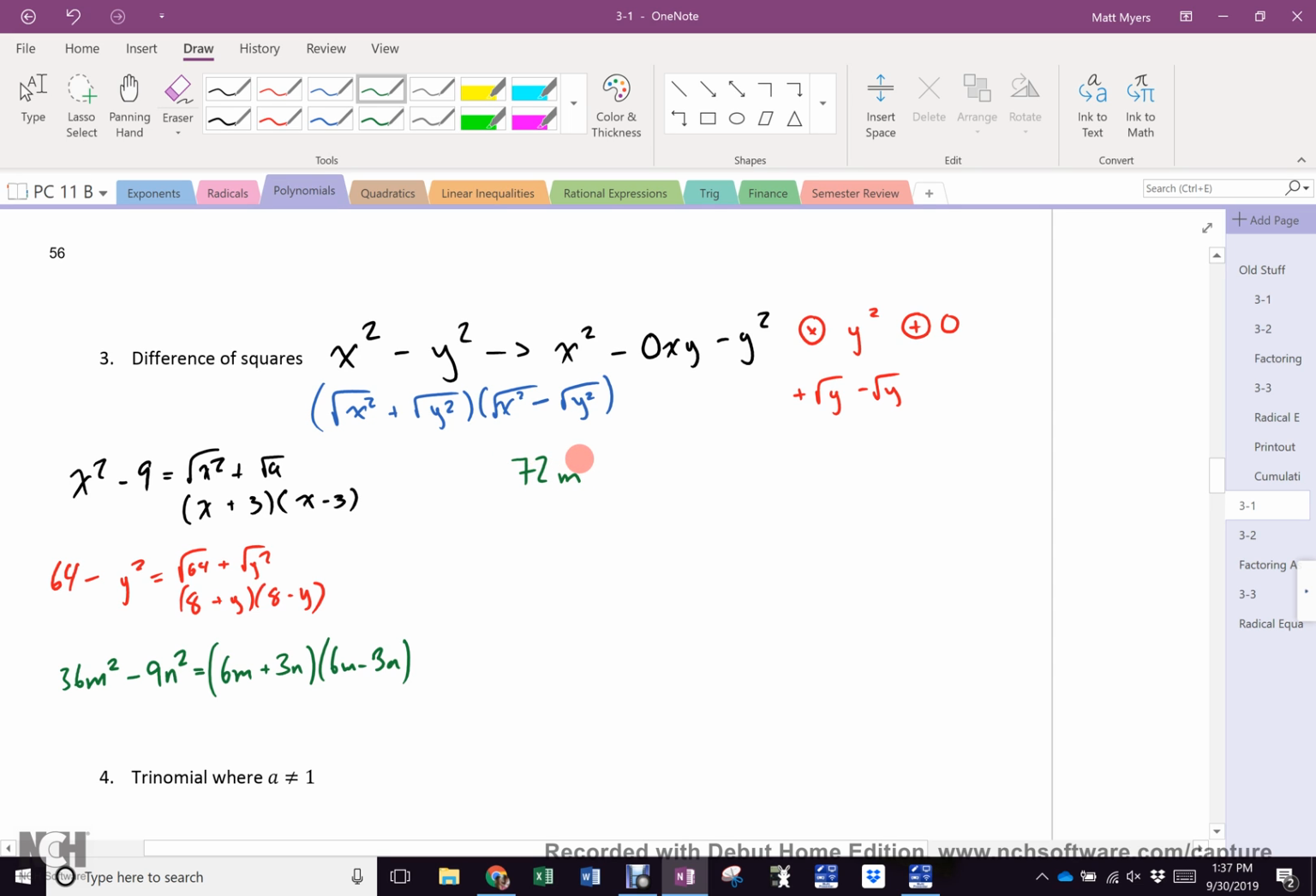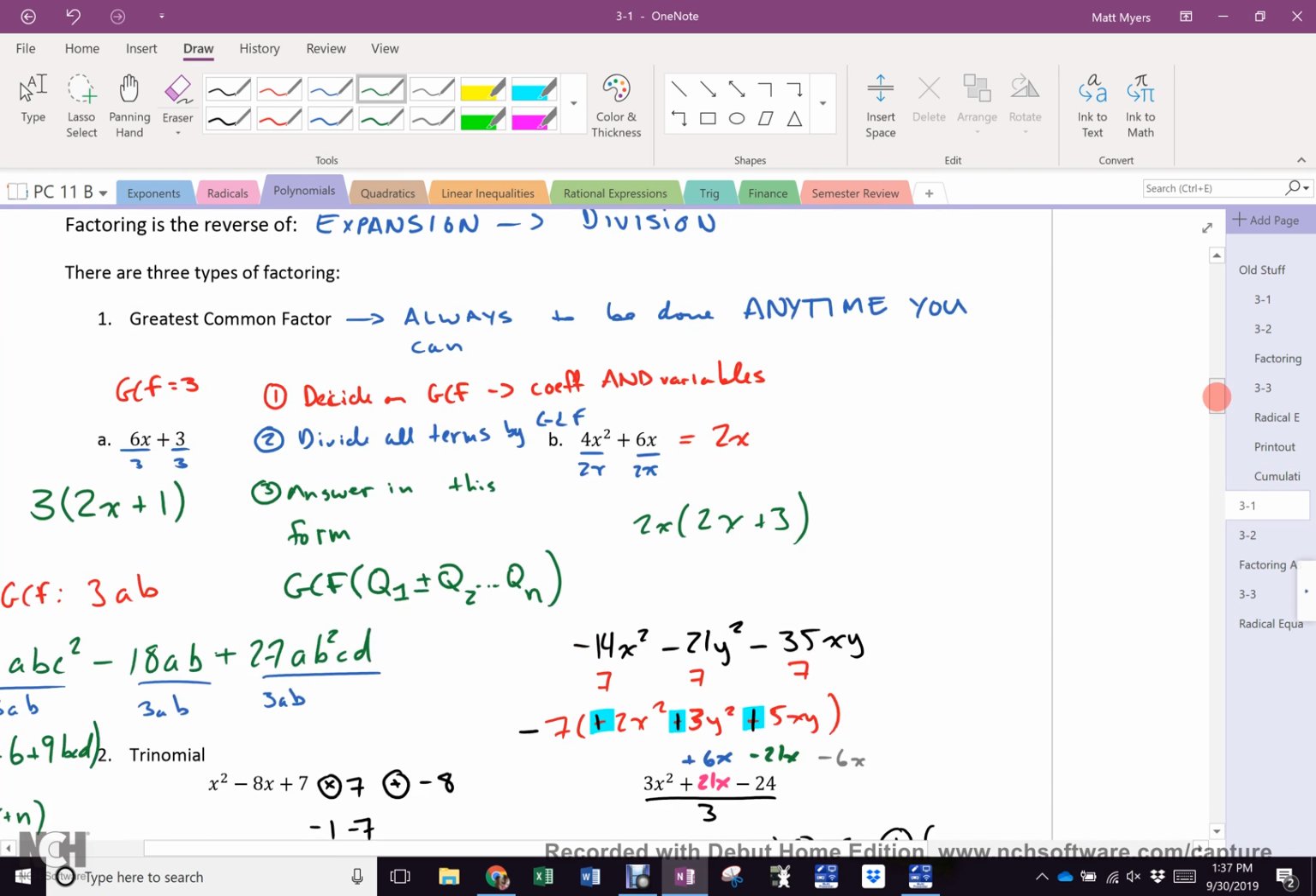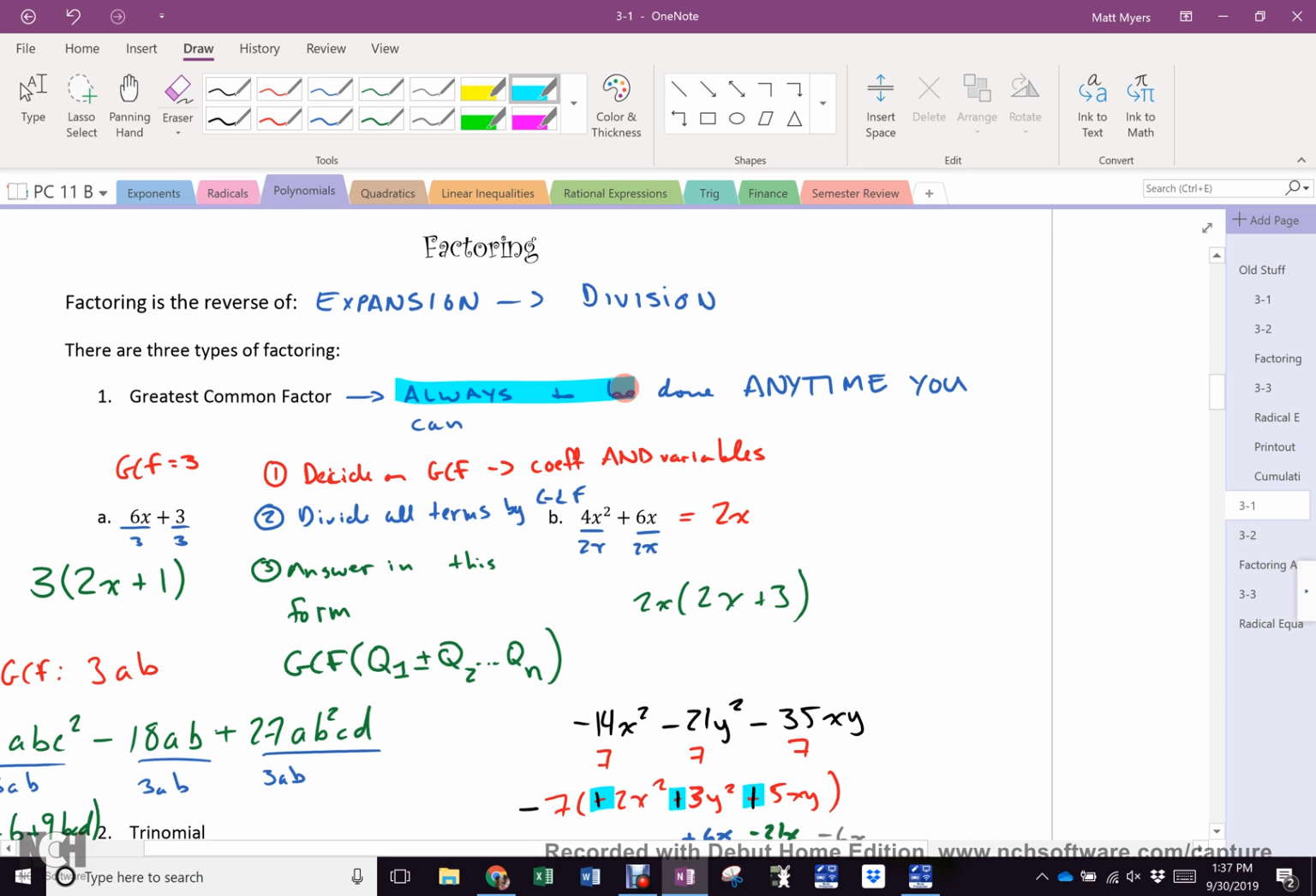72m cubed minus 128m. Look closely. Listen to everything I've said today, especially when I said this.